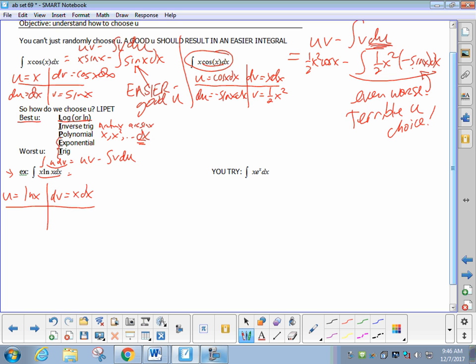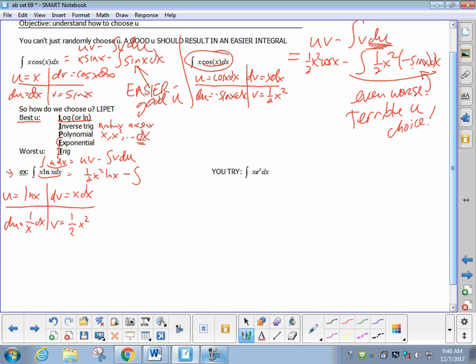Based on those choices, you need to differentiate and integrate. du is 1 over x dx, and v is the antiderivative of x, which is 1/2 x squared. Upon substitution, uv, and maybe a switched order, 1/2 x squared natural log of x. Cool?